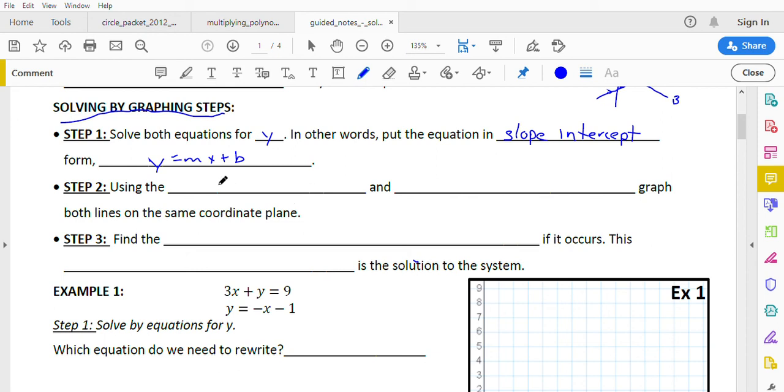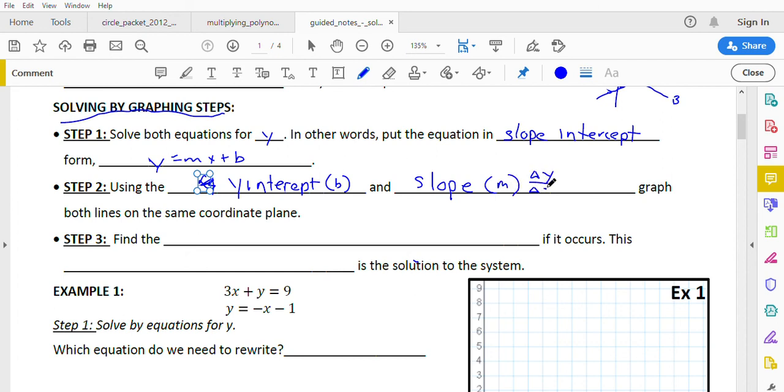Using the blank and blank, graph both lines on the same coordinate plane. Well, what are we going to use? The y-intercept, right? That's going to be our starting point, and you should know this by now, that's b. And your slope, that's m. That's your rise and your run, your change in y over your change in x.